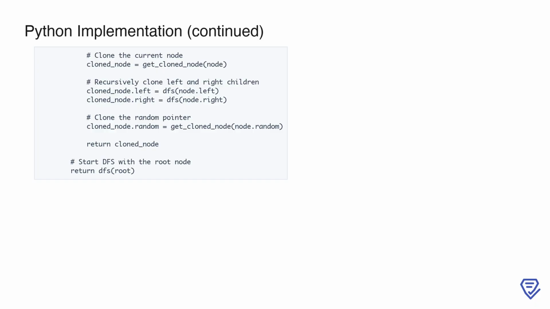To begin the cloning process, we call the DFS function with the root of the original tree, and the function recursively builds the entire clone tree, including all left, right, and random pointers. The result is a deep copy of the binary tree, which is returned as the output of the copyRandomBinaryTree function.